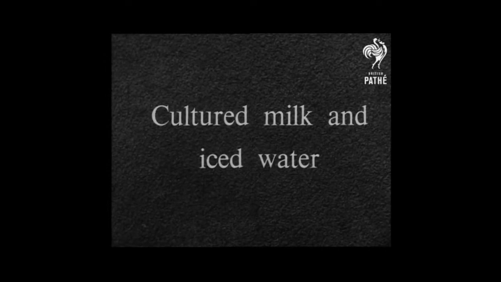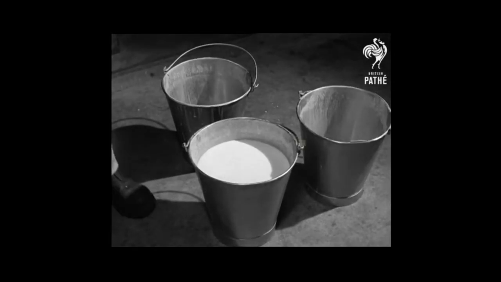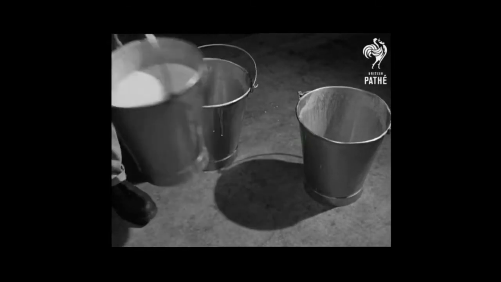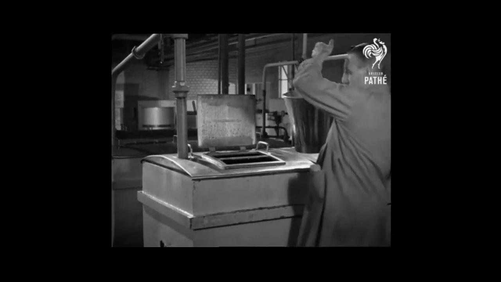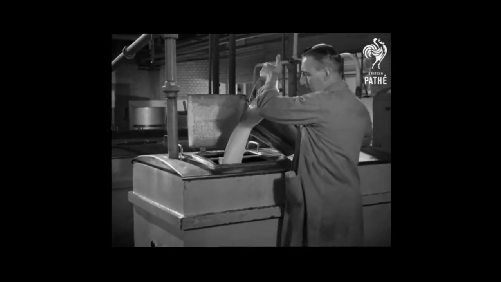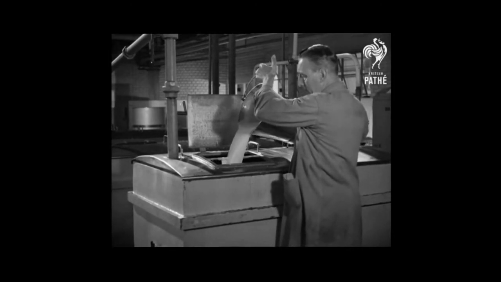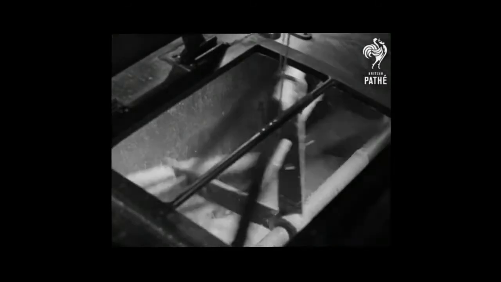The first stage is churning cultured milk and iced salt water. This bucket contains a special milk culture made with lactic acid bacteria. The margarine gets its butter flavor from this culture. Into the churning tank goes the culture to be followed by the iced water led in through a pipe.